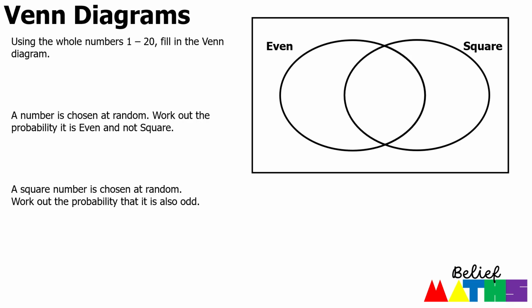Now this question asks us to do a Venn diagram in a slightly different way to what we had in the paper 1 video. The paper 1 video was about frequencies and they were in there. This is actually using the elements and the sets, and we have to put those values in there. So it says using the numbers 1 to 20, fill in the Venn diagram.